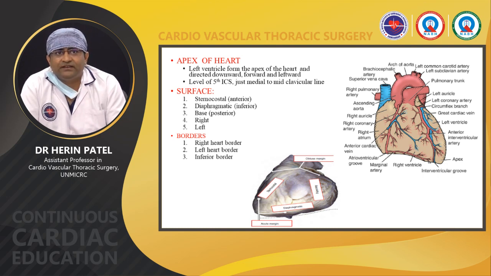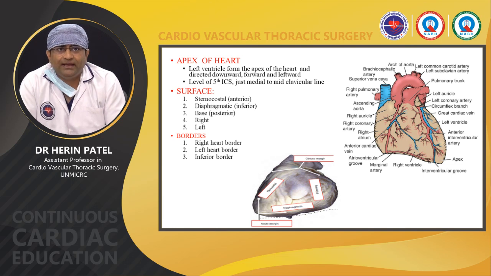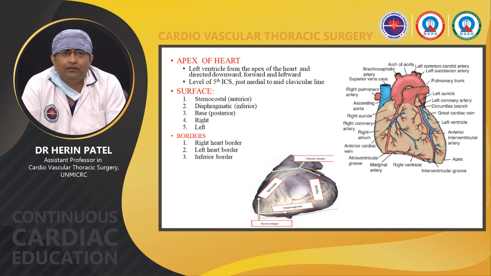The anterior surface, which is also known as the sternocostal surface, the diaphragmatic surface, which is also known as the inferior surface, the basal surface, and the posterior surface, right and left. It has 3 borders: the right heart border, the left heart border and the inferior border.